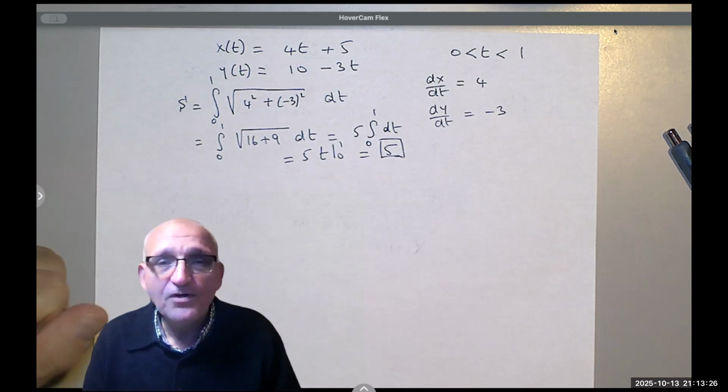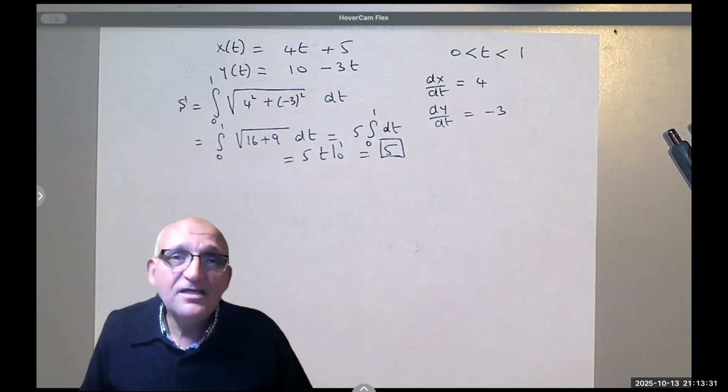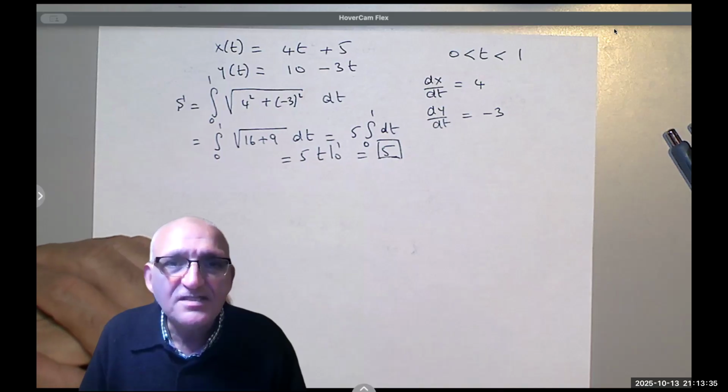Should be very straightforward. Wait for me in the next session. We are going to go over line integrals and see how parametrization would make it very much easier for us to solve.